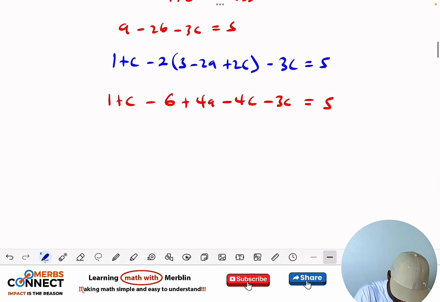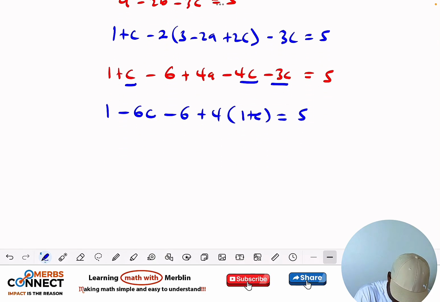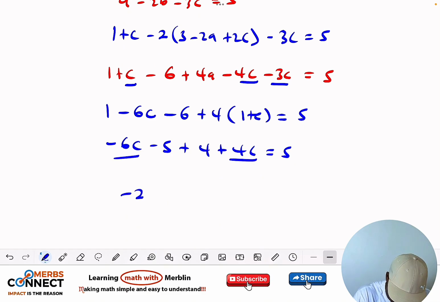So now we are going to have 1 plus, now we have c here, we have c here, we have c here. When I combine them, I'm going to have minus 6c, then minus 6 plus 4. But we know that a is 1 plus c. So this is going to be equal to 5. And I'm going to have minus 6c minus 5 plus 4 plus 4c is equal to 5. So when I combine this and this, I'm going to have minus 2c. And then when I combine this and this, I'm going to have minus 1, which is equal to 5.